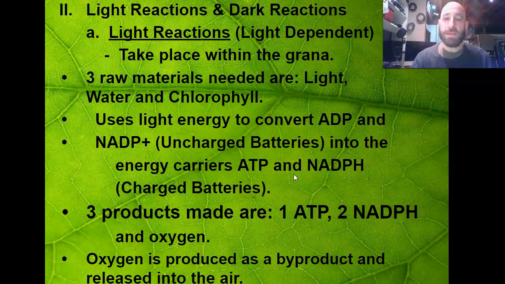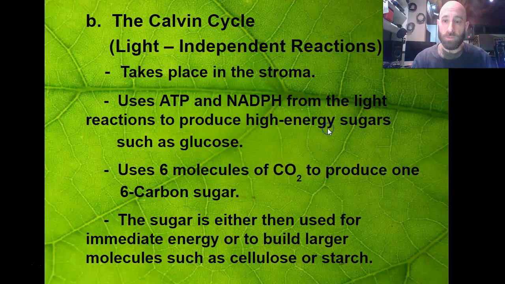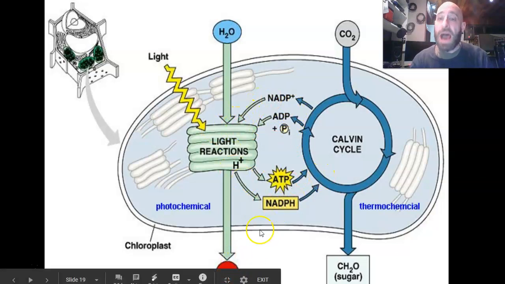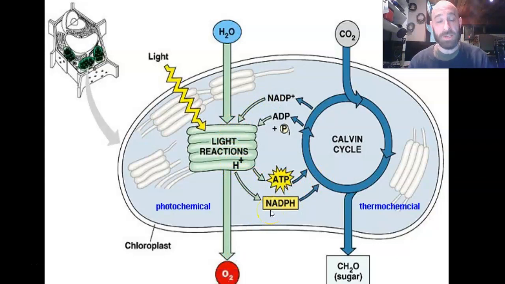So if I go back to my diagram here, you can see the water comes in from the roots, light comes in from the sun, chlorophyll traps that energy, and it produces ATP and NADPH from NADP+ and ADP. So essentially it's charging these batteries so they can be used in the Calvin cycle. And you get oxygen as a byproduct. The plants don't care about the oxygen, we obviously do.